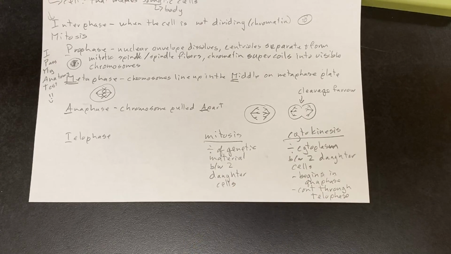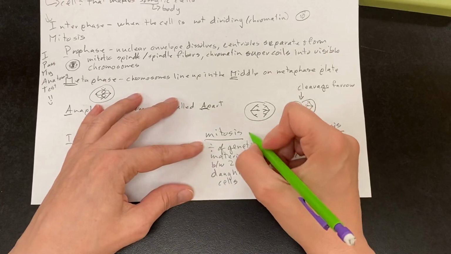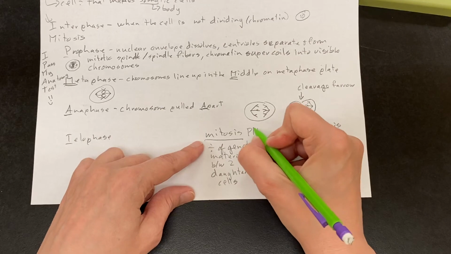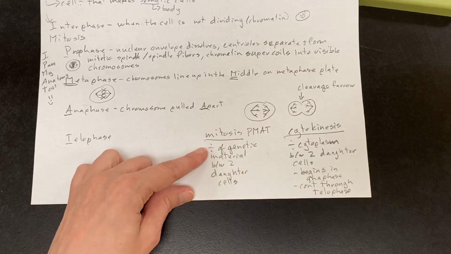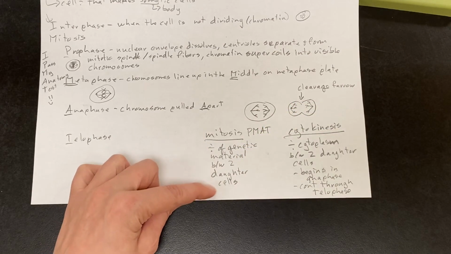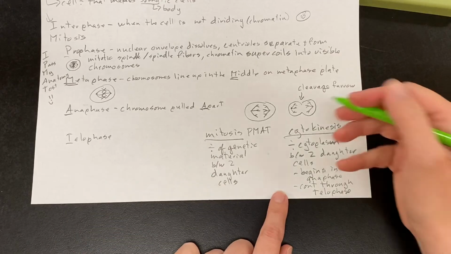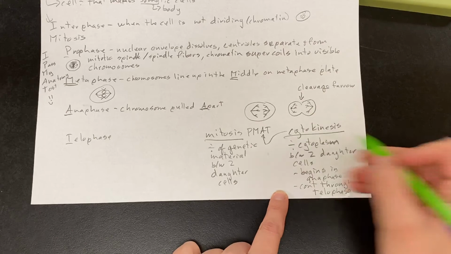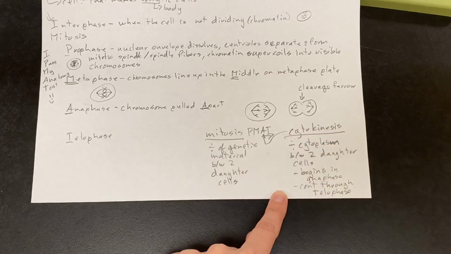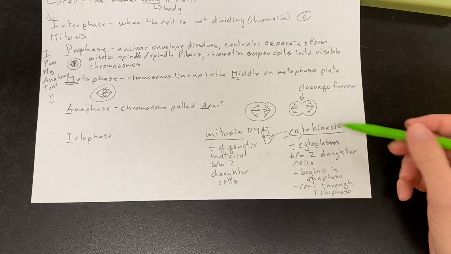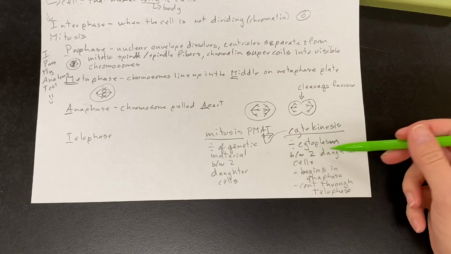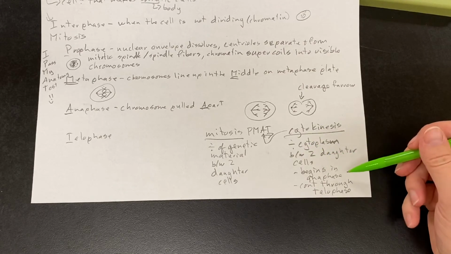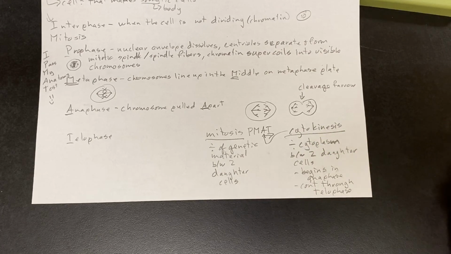So mitosis is the prophase, metaphase, anaphase, and telophase, the division of the genetic material between the two daughter cells. Cytokinesis begins here in the middle of anaphase and continues throughout telophase, and it divides the cytoplasm between two daughter cells. Begins in anaphase, continues through telophase.